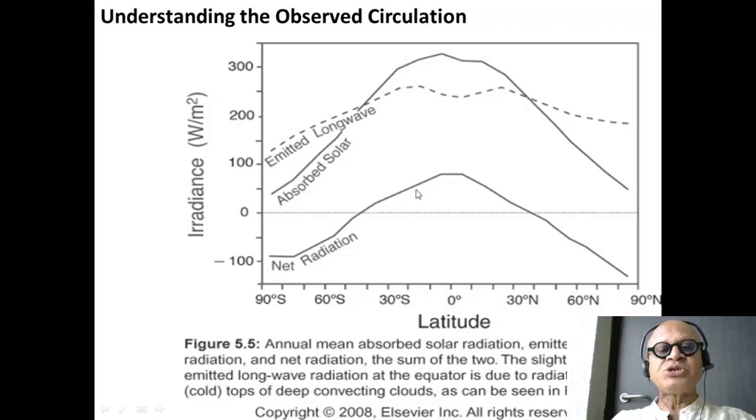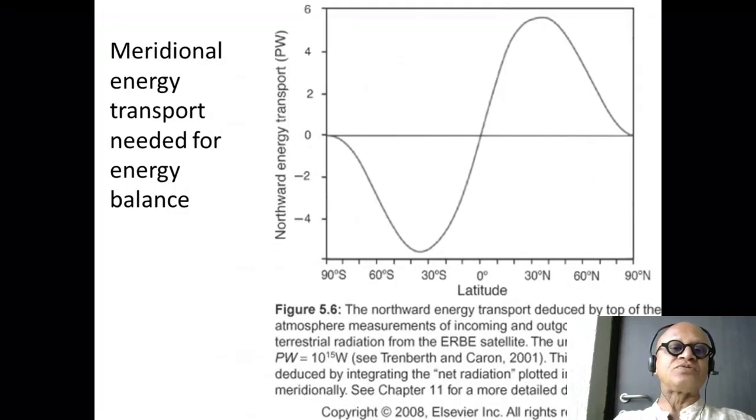So the net radiation is that there is a gain up to some latitudes starting from the equator, and then there is a net loss beyond some latitudes. The implied meridional energy transport needed to balance this energy gradient was 6 petawatts, 6 petawatts, 10 to the 15 watts. These are estimated, by the way.